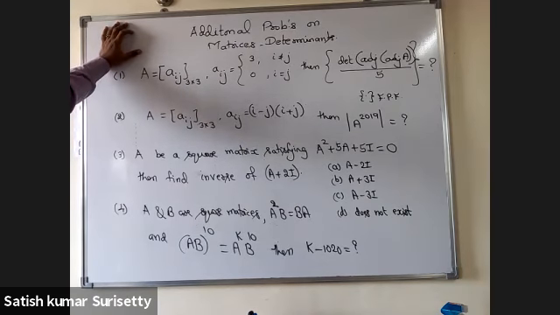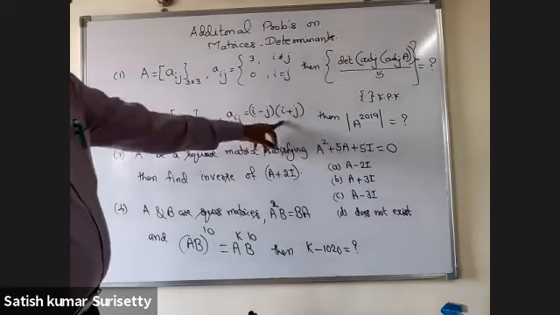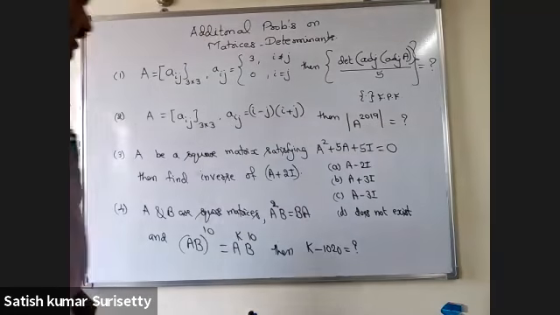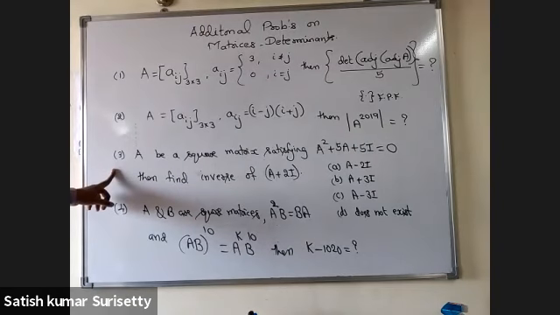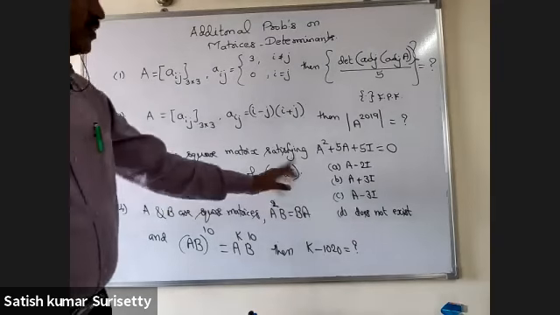Second is A equal to Aij, 3 by 3, Aij equal to i minus j into i plus j. Then determinant of A to the power of 2019 you have to calculate. Third, A is a square matrix satisfying this equation. Then what is the inverse of A plus 2I?